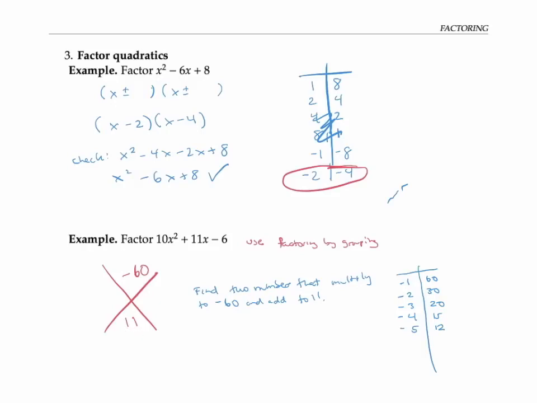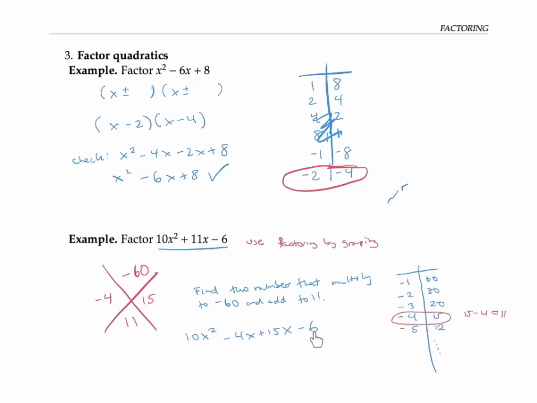And now that I look at it, I've already found them. 15 minus 4 gives me 11, so I don't have to continue with my chart of factors. Now, once I've found those factors, I write out my expression, 10x squared, but instead of writing 11x, I write negative 4x plus 15x. Now I copy down the negative 6. Notice that negative 4x plus 15x equals 11x. That's how I chose those numbers.